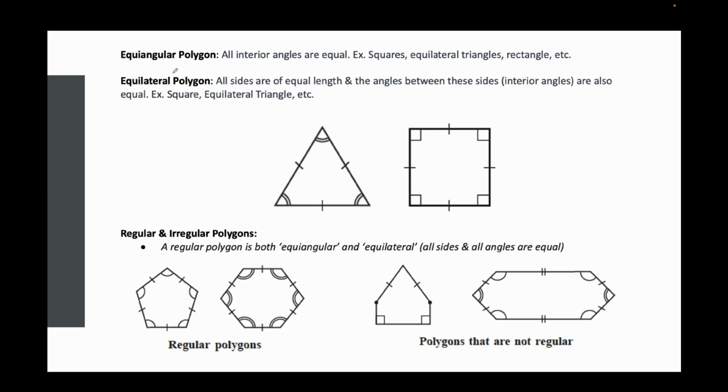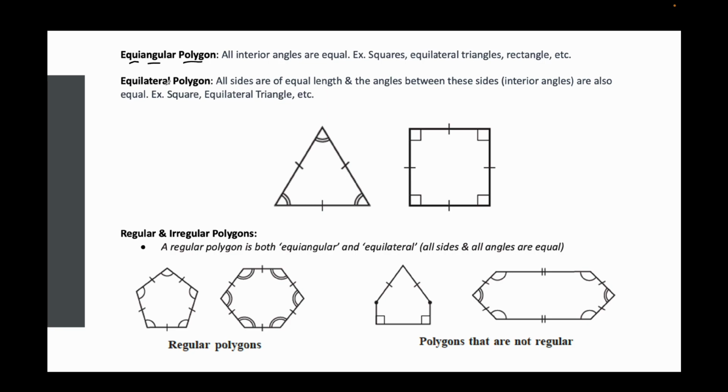Next we have equiangular and equilateral polygons. An equiangular polygon has all interior angles equal. For example, this is a square, an equilateral triangle, and a rectangle. All the interior angles are equal. In a rectangle all the angles are 90 degrees, in a square all the angles are 90 degrees, and in an equilateral triangle all the angles are 60 degrees. So that is equiangular, meaning an equal-angle polygon.